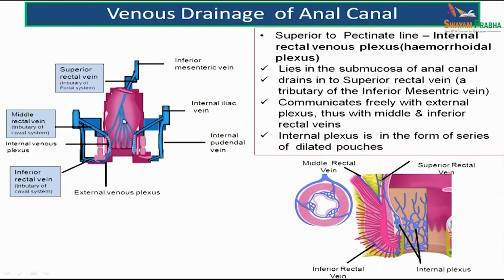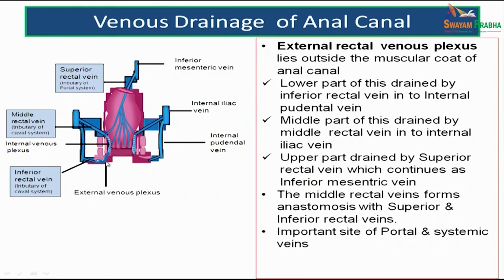Coming to the venous drainage of anal canal, above the pectinate line, there are going to be venous plexus which are called the internal rectal venous plexus. You can see the picture in the right lower corner that in the submucosa you have a plexus of veins which are called the internal rectal venous plexus. They are lying in the submucosa of the anal canal. So, they are going to drain into the superior rectal vein. This superior rectal vein itself is a tributary of inferior mesenteric vein, and this is going to anastomose with, or communicate with, the external rectal venous plexus. So, internal rectal plexus, if you see, is in the form of a series of dilated pouches.